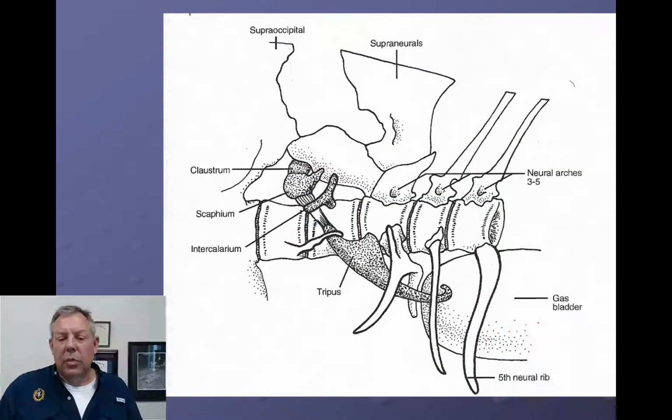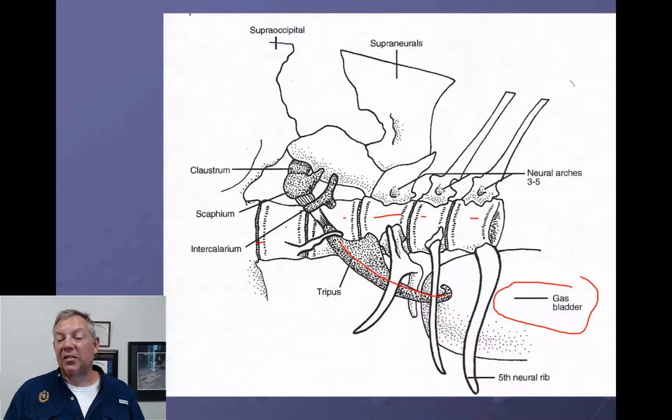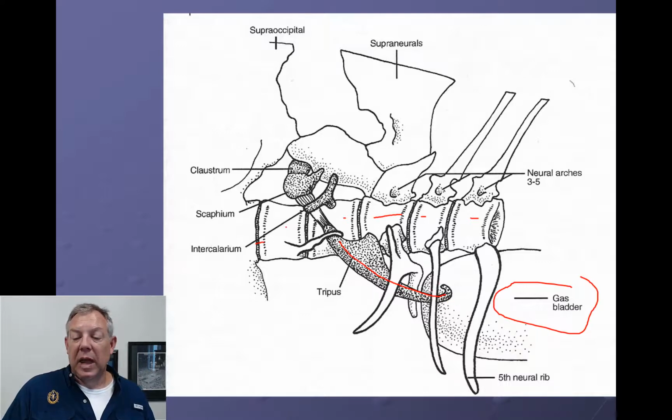If you look at this diagram, you can see vertebrae, right? And you can see the gas bladder here. And you see this bone right here that rests on that gas bladder. When the gas bladder vibrates, those vibrations are transferred through this bone up to the otic chamber.